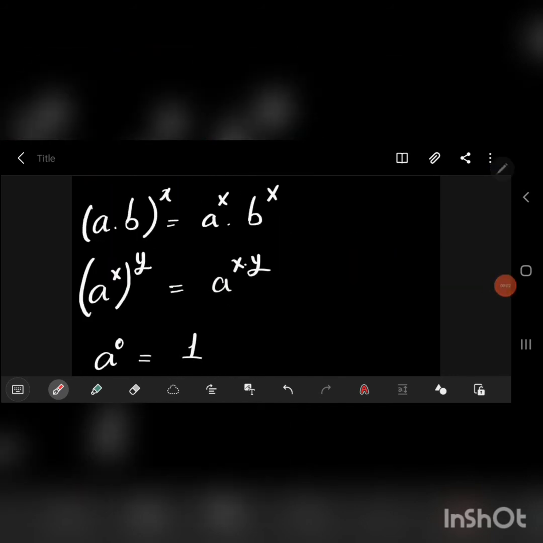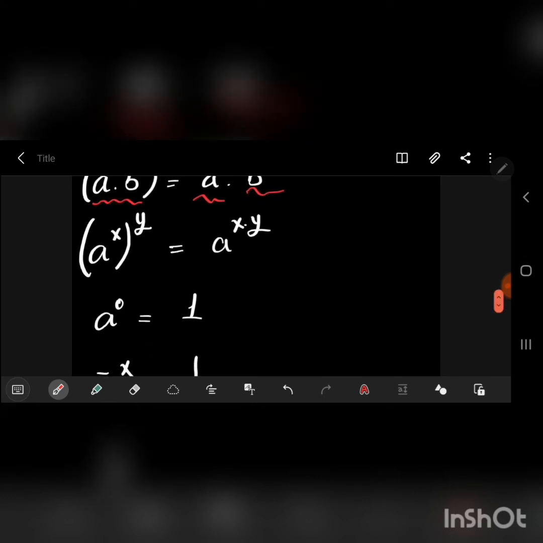The third rule says if I have a base multiplied by another base but all of them to a power, any power, I distribute the power to the two bases, like a by b to the power x, all of them to the power x. I distribute the power x over a and b, so it will be a to the power x by b to the power x.